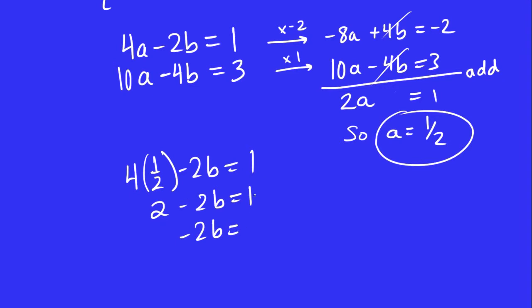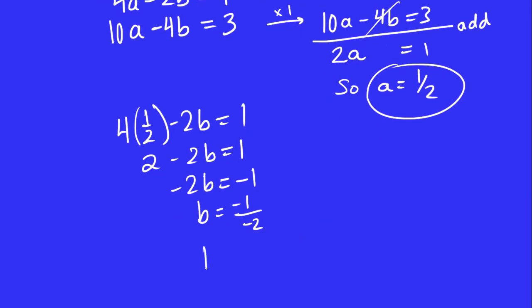I'll bring the 1 over. I'll bring the 2 over. So it's 1 minus 2, which is negative 1. So b is negative 1 over negative 2. But that's the same as positive 1 over 2. So let me actually just, I'm just being picky here. Let me write it like this. So b is equal to 1 over 2.